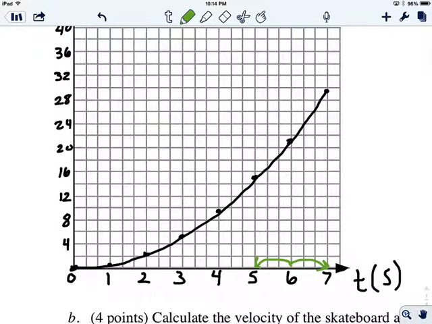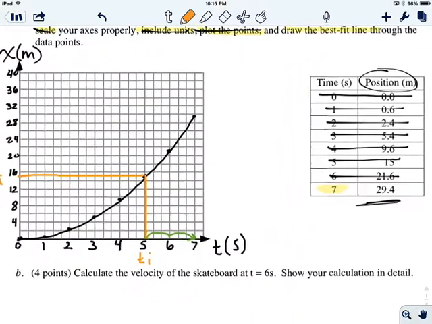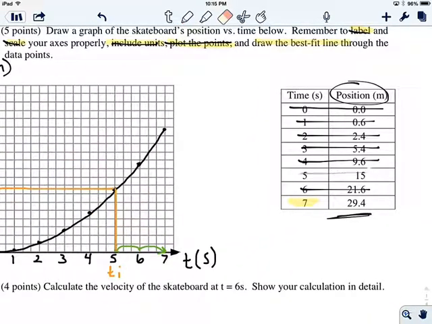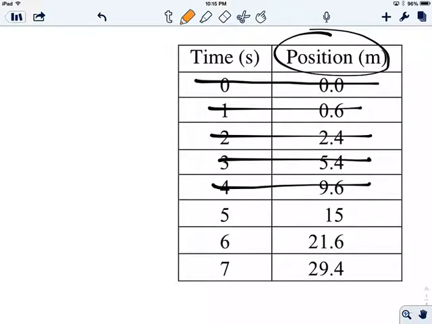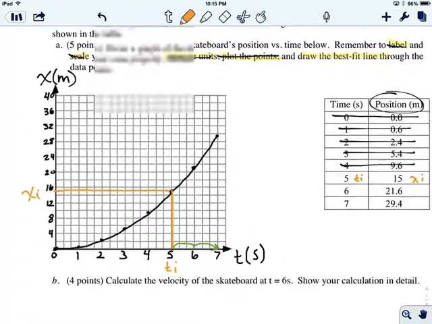So for 5, I'll make this orange. I'm going to go up to the line, and I'm going to go over to here. All right, now we're going to call that TI and XI. Now, if we look over here, let's erase this stuff. I can also see that 5 is my TI and 15 is my XI. Nice, and look, that's right about at 15, good.